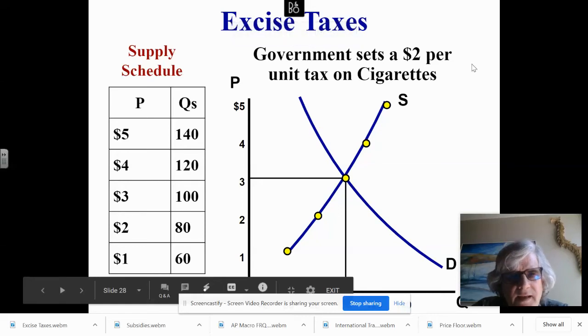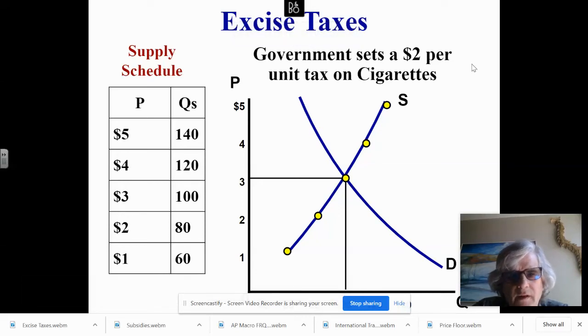So an excise tax. This is the supply schedule: $5, 140; $4, 120; $3, 100; $2, 80; $1, 60. The government sets up a $2 per unit tax on cigarettes.